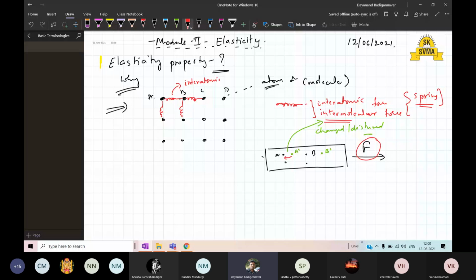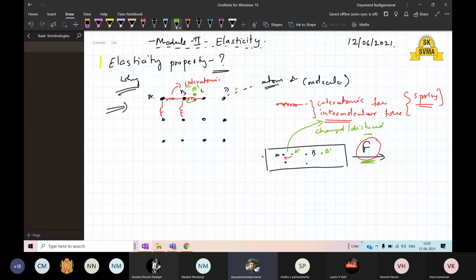So what happens if atom B is moving? Say, for example, atom B is displaced to a new point B dash here. What happens? This interatomic force will pull the atom back towards the original position B. You are getting the point? So this interatomic force that is present will pull the atom back, if it is moving under the influence of this external force.